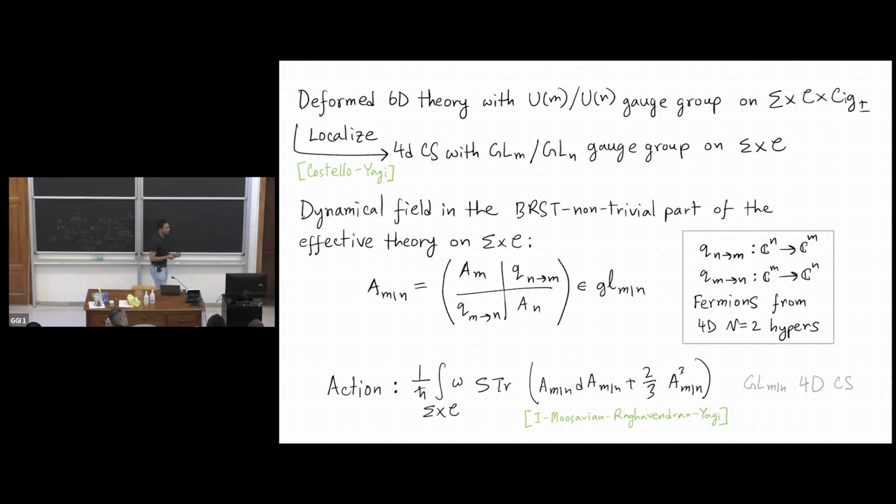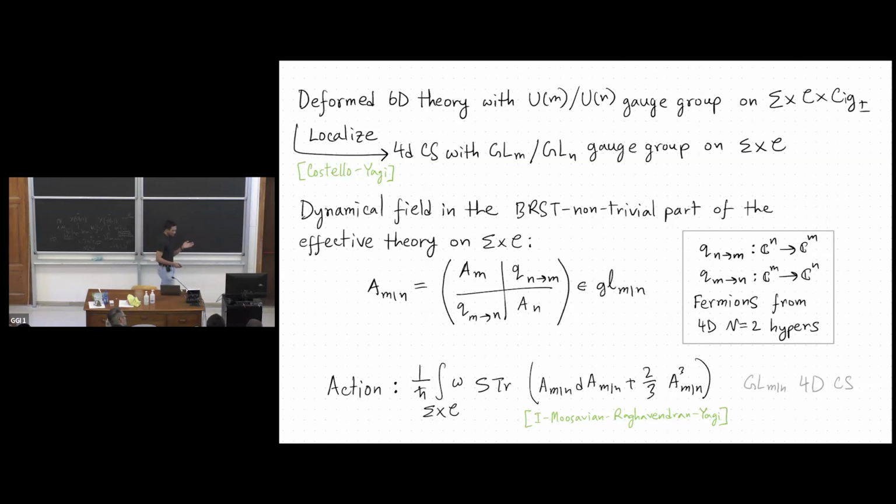As I was saying, on the D5 branes, we have some twisted 6D theory living on sigma times C times cigar, and they localize to 4D Chern-Simons with GL(M) or GL(N) gauge group on sigma times C. Because I'm working equivariantly with respect to the cigar part, I'm considering everything that's localized at the center of the cigar. And this was done by Costello and Yagi. So when we have both of these theories, the U(M) and U(N) theory, then we can show the effective description of the theory that lives on sigma times C. This includes fields coming from this GL(M) 4D Chern-Simons, this GL(N) 4D Chern-Simons, and the 4D N=2 hypers that were already there, coming from the open strings.